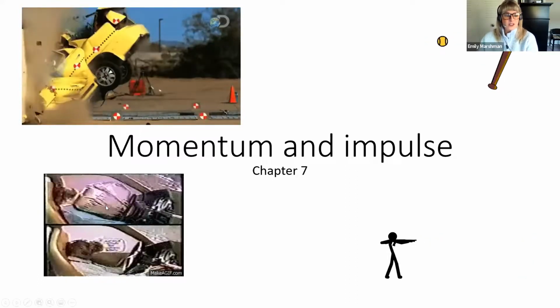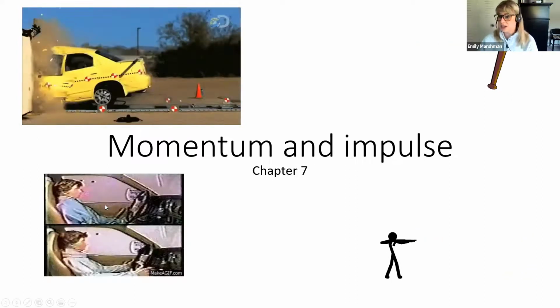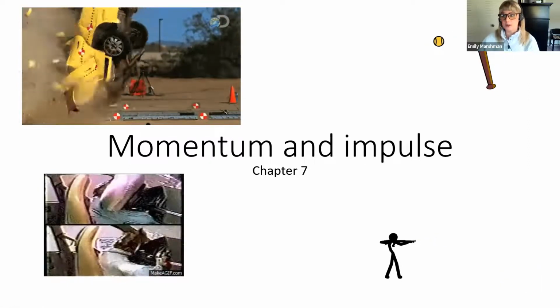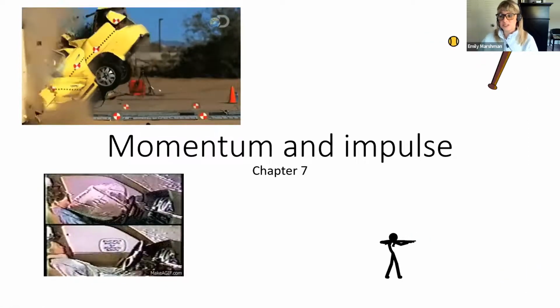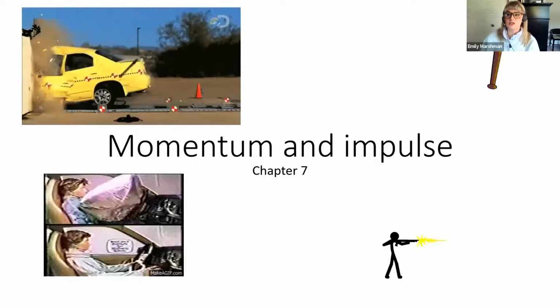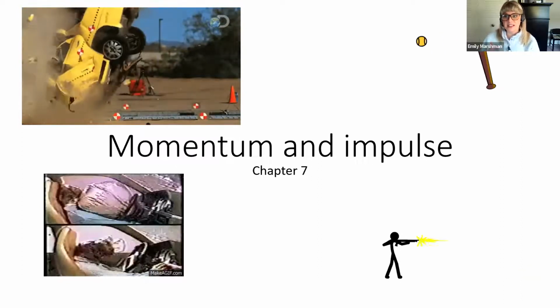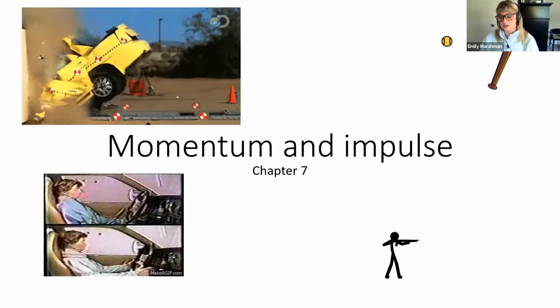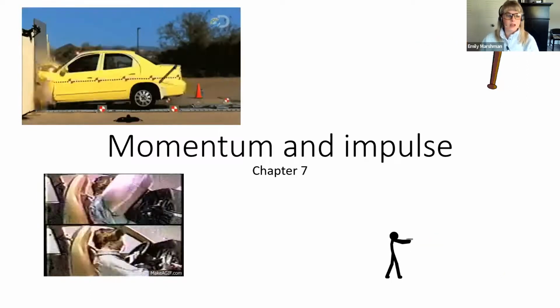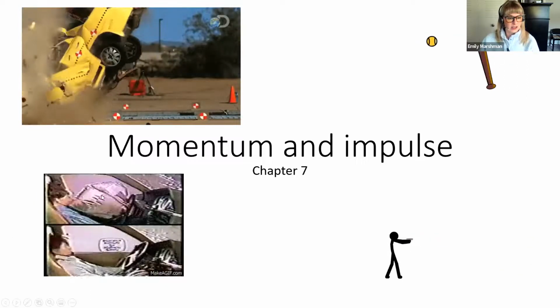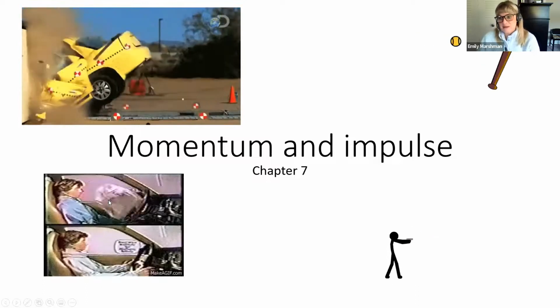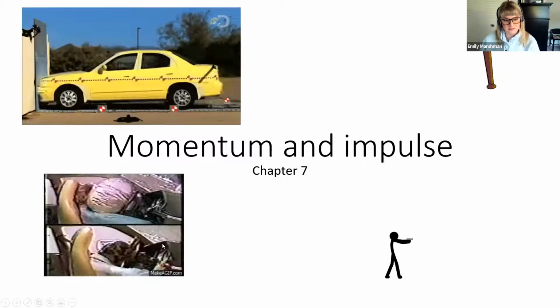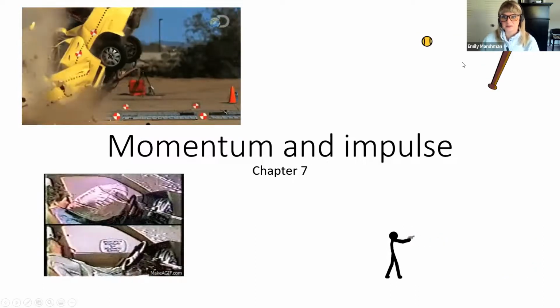If she's moving along at 50 miles per hour and she comes to a stop when she crashes, what's the difference between these two crashes? She starts at 50 miles per hour, she ends at 0 miles per hour. Her change in velocity is the same. So why is an airbag safer than crashing into the steering wheel?